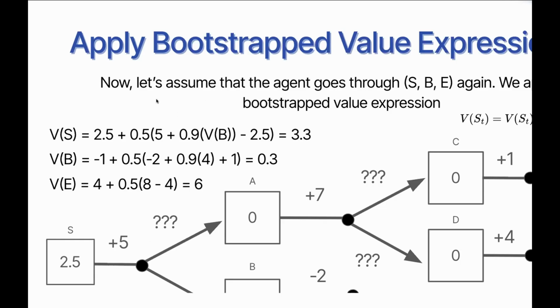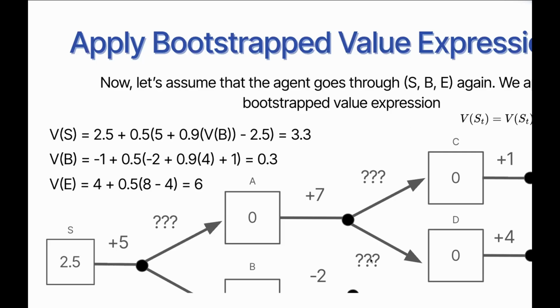This is the reward, and this is the step size, 0.5, plus 0.9, which is the discount factor, times the value of B. This time it's no longer 0, it's negative 1, minus 2.5, where 2.5 is the value of S. Once again, it's just applying this expression. And now it's 3.3. You do the same at B, and it's 0.3, right?